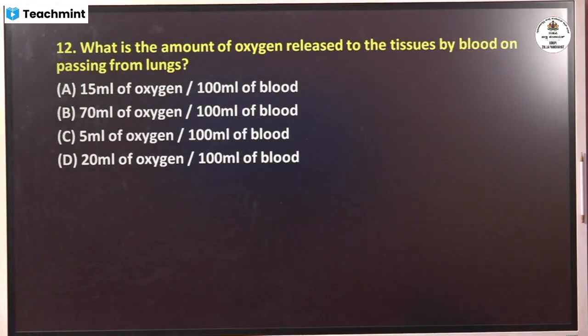What is the amount of oxygen released to the tissues by blood on passing from lungs? 15 ml of oxygen per 100 ml of blood, 70 ml of oxygen per 100 ml of blood, 5 ml of oxygen per 100 ml of blood, 20 ml of oxygen per 100 ml of blood.